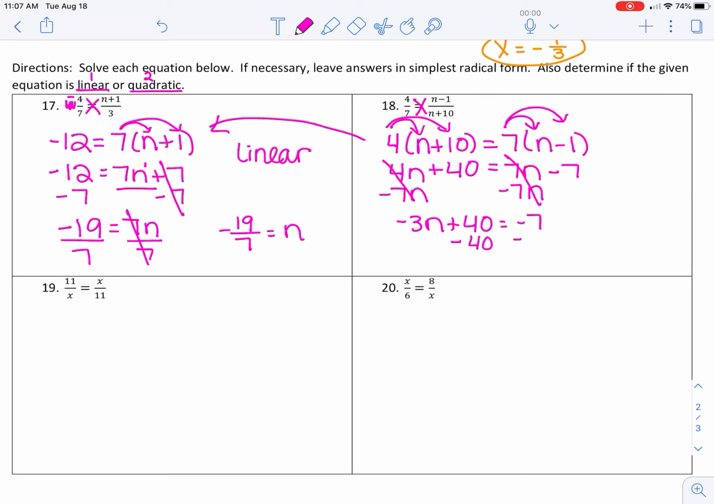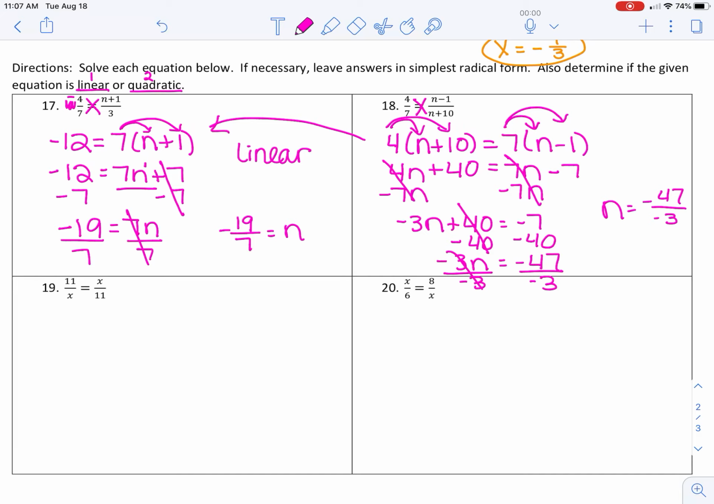I'm going to subtract the 40 now on both sides, which gives me negative 3n equals negative 47. And then I'm going to divide by my negative 3 to get n by itself. So I get n equals negative 47 over negative 3. Now, there is one thing that I want to point out.